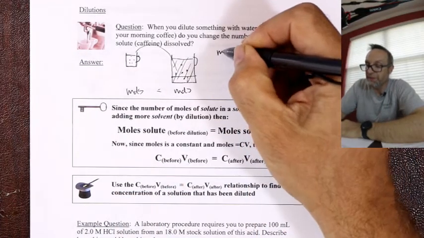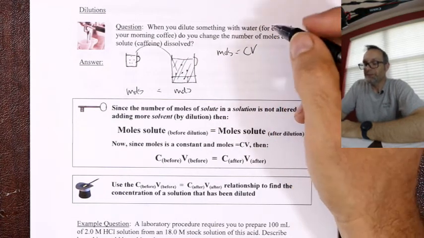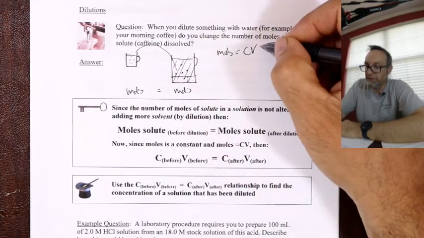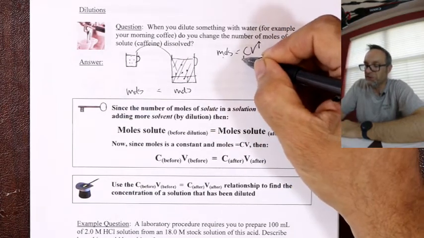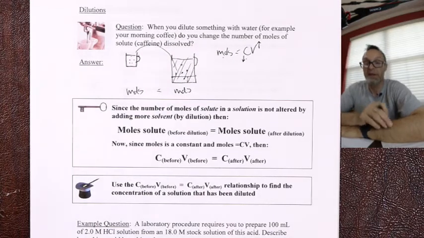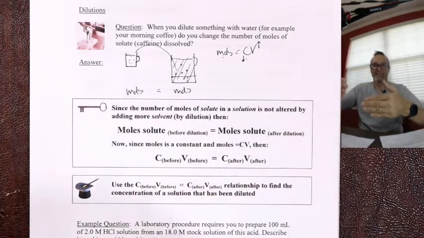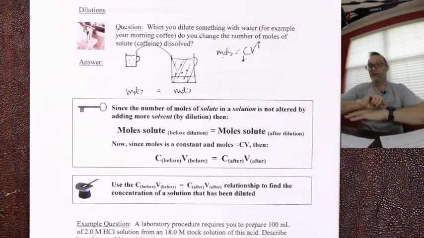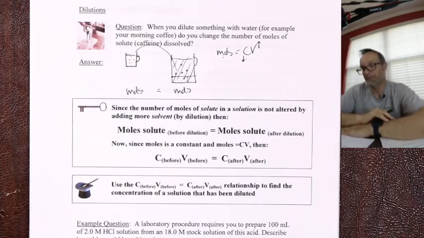So we know that moles equals CV, right? When the volume goes up for the same number of moles, the concentration goes down. That's why a cafe Americano tastes weaker than an espresso, because it's diluted. It's more volume. The strength goes down, the volume goes up. It's what we call an inverse effect. They go in opposite directions.